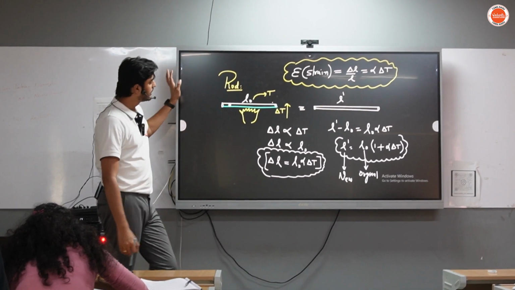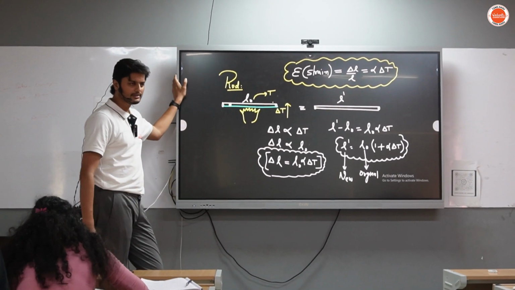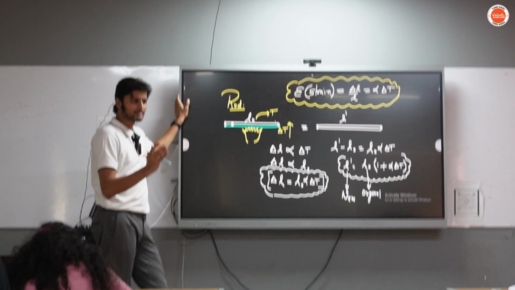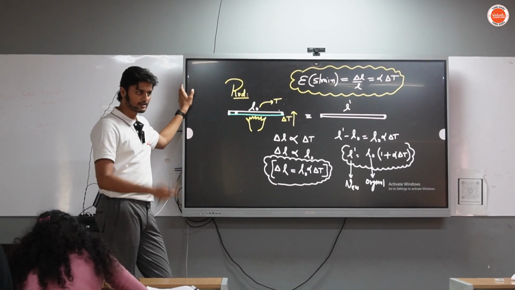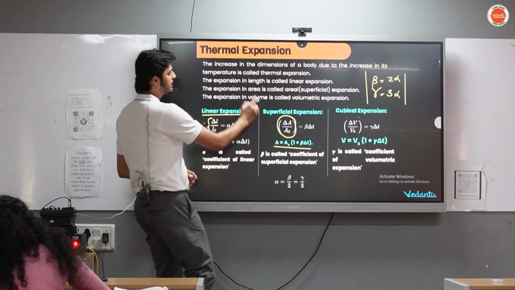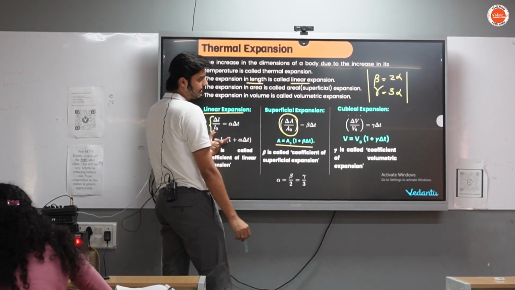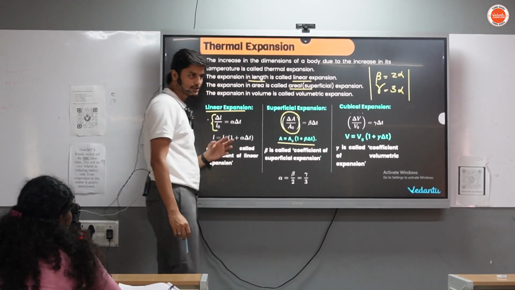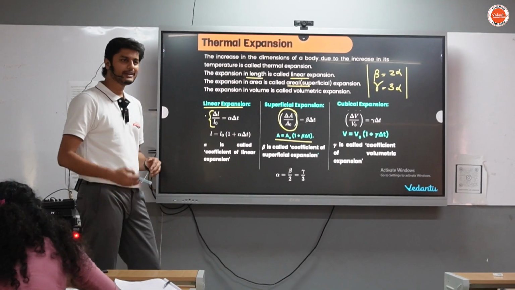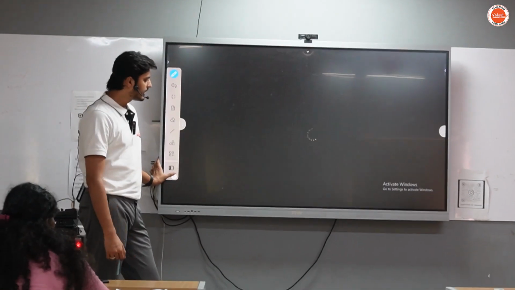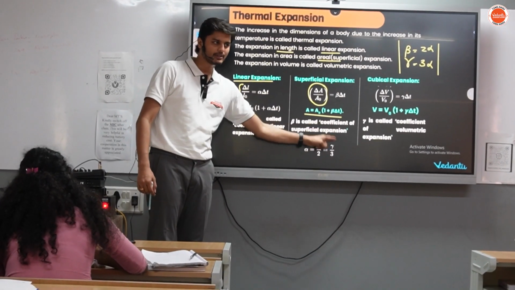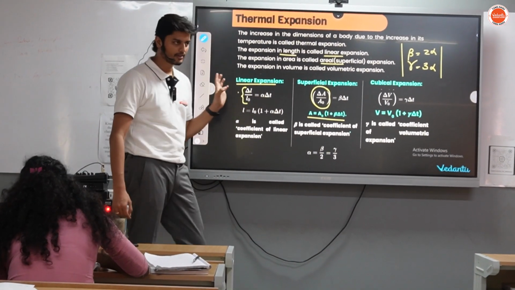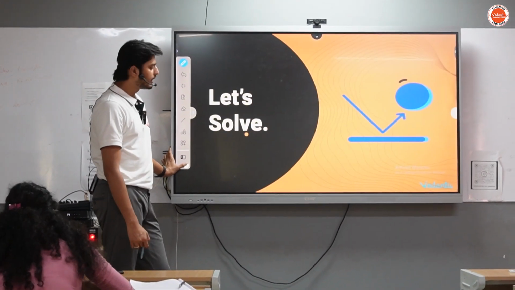That's all, right, for a rod. The same way, for a sheet it will come, for volume it will come, for a sphere it will come. Expansion in length is called linear expansion. In area, it is superficial or areal expansion. In volume, it is volumetric expansion. Here, note that beta equals 2 alpha, gamma equals 3 alpha. That's all. Now guys, focus here.